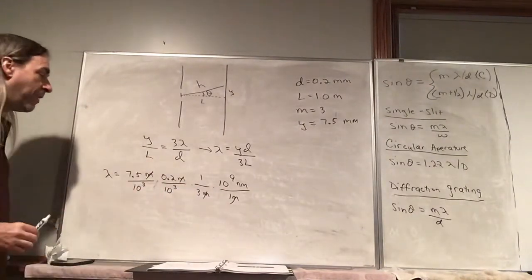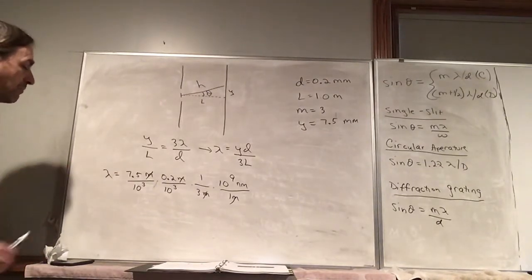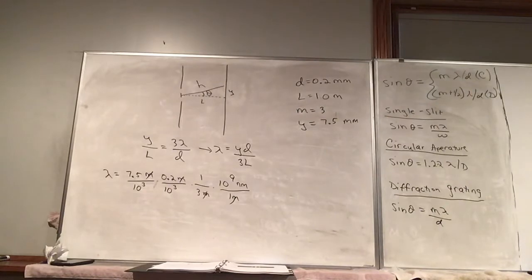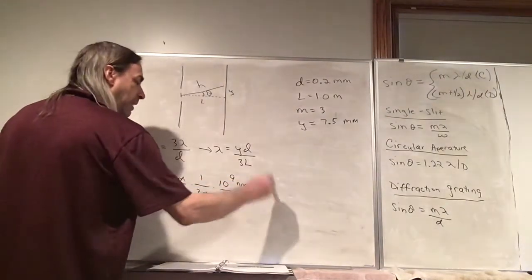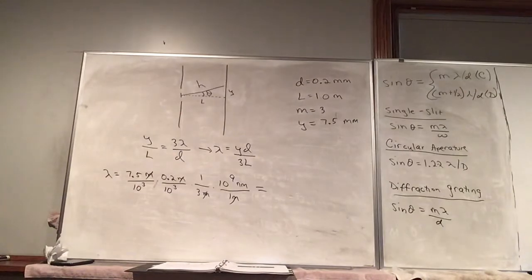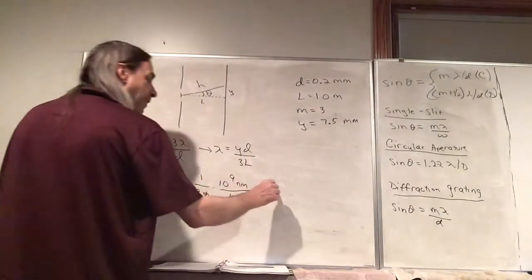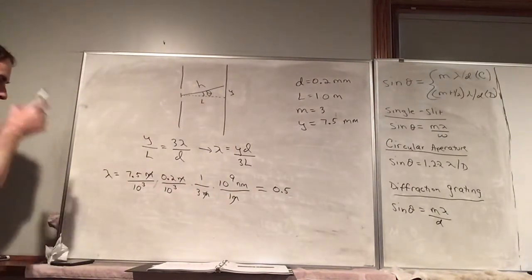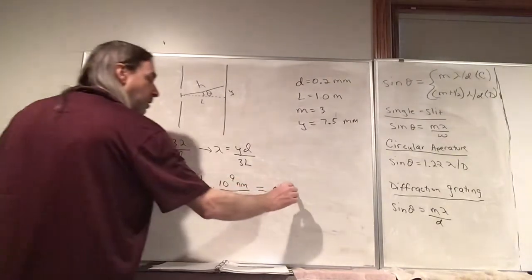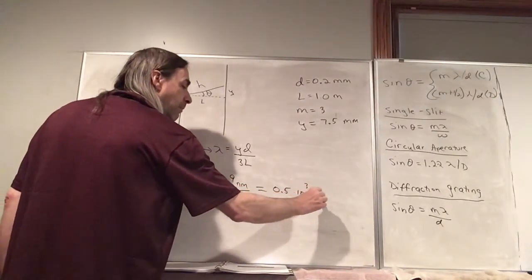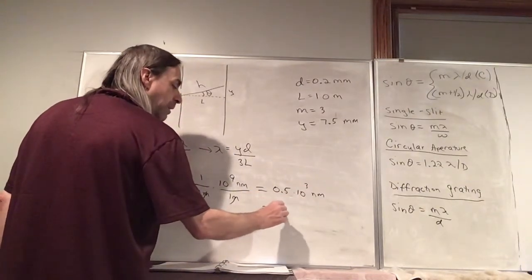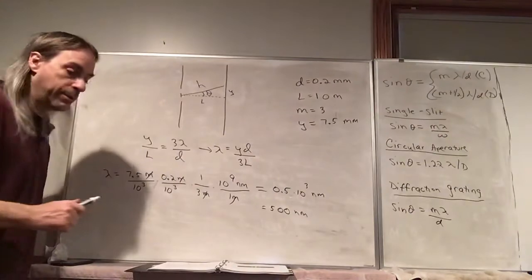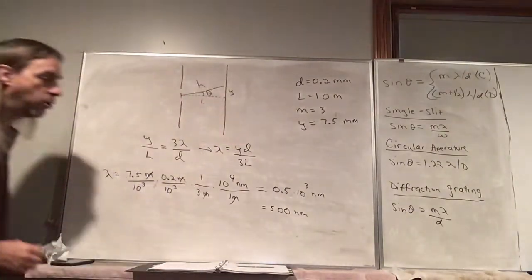So we have 7.5 times 0.2 divided by 3. We can actually do that without a calculator because 0.2 is 1/5. 1/5 of 7.5 is 1.5. And if we divide by 3, we get 0.5. Just from those three numbers. And then times 10 to the third. So what I'm getting here is 500 nanometers. And that's what I had in the notes as well.